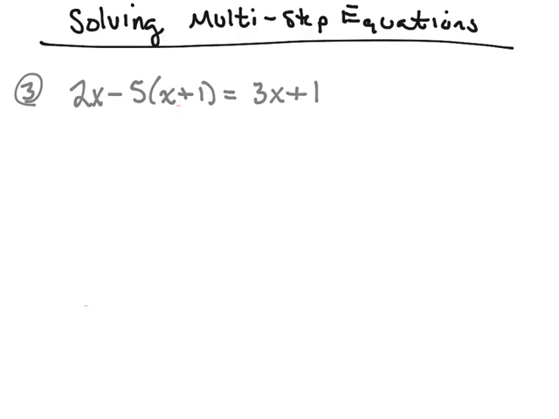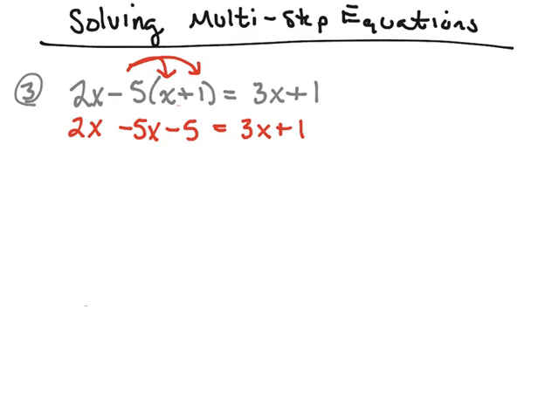What I'm going to do is take this negative 5, multiply it with that x, which results in a negative 5x. I'm also going to take that negative 5 and multiply it with this 1 right here. So negative 5 times that 1 is a negative 5. Everything else is still the same. Still got the 2x, still got the 3x plus 1. So there's my first step, getting rid of the parentheses using distributive property.